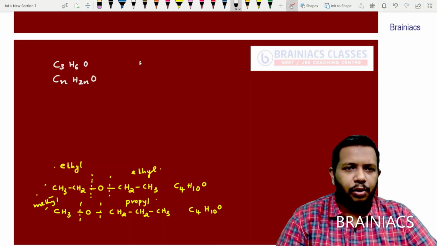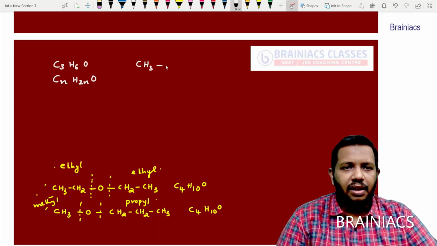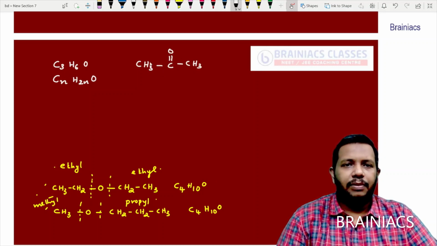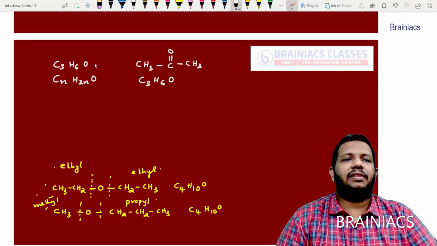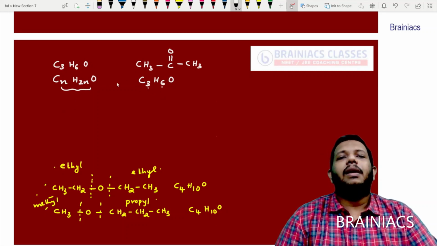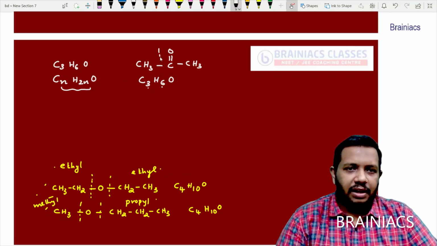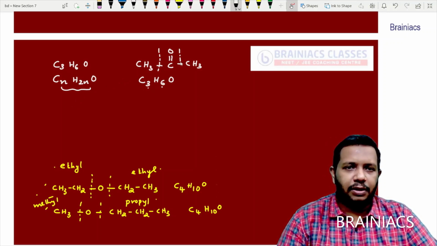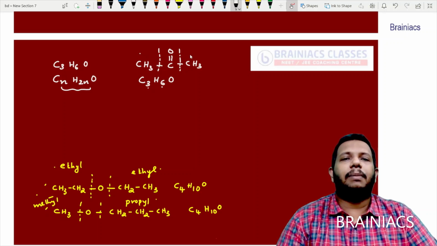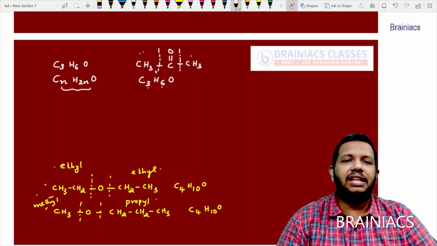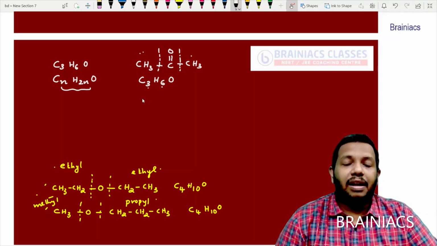But if you have a doubt, you can draw a simple ketone like this: CH3, C double bond O, CH3. Now look at the formula. How many carbons are there? 3 carbons, 6 hydrogens, and 1 oxygen. The same formula, 3 into 2, 6. That is why I am arriving at this molecular formula. But if you look at the distribution, this is also a polyvalent functional group, and both of them are methyl groups. Can I rearrange it in any other way? No.